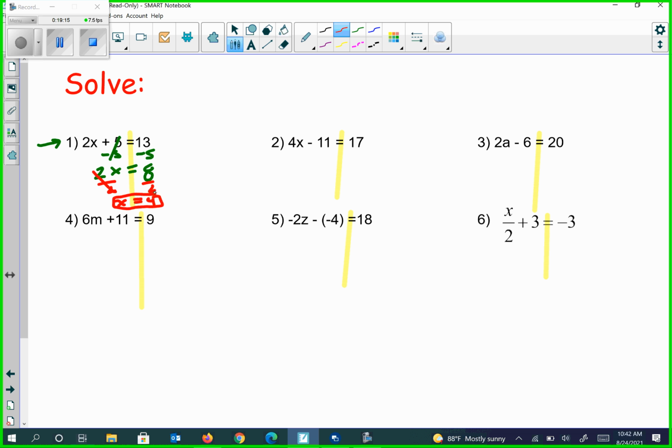I feel pretty good about number 1. You feel okay about that? What about number 2? What do you think? Go ahead. Okay, I think that's a pretty good idea. So we're not even going to the variable first. We're looking at the number that's not attached to the letter. And if I do that, those cancel. So I get 4x equals, what is that, 28?